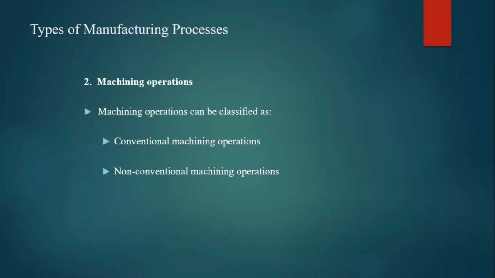The second type of manufacturing processes includes the machining operations. And we can classify the machining operations into two categories: conventional machining operations and non-conventional machining operations. If there is a direct physical contact between the cutting tool and the part to be manufactured, to be processed, it's known as conventional machining. And if there's no direct physical contact between the cutting tool and the workpiece, it falls into the category of non-conventional machining operations.